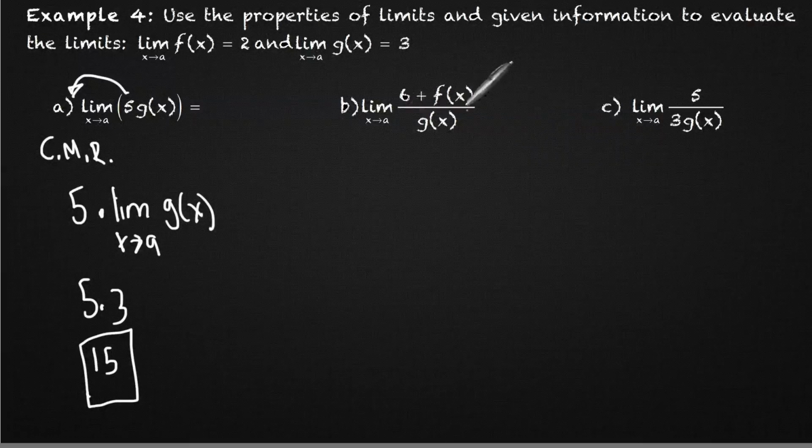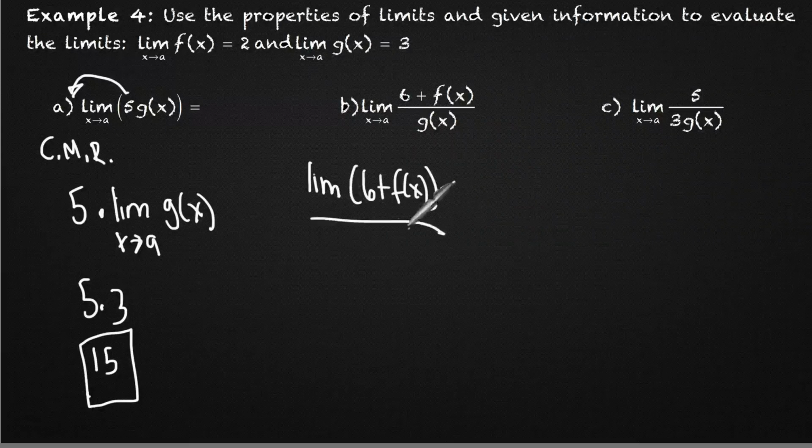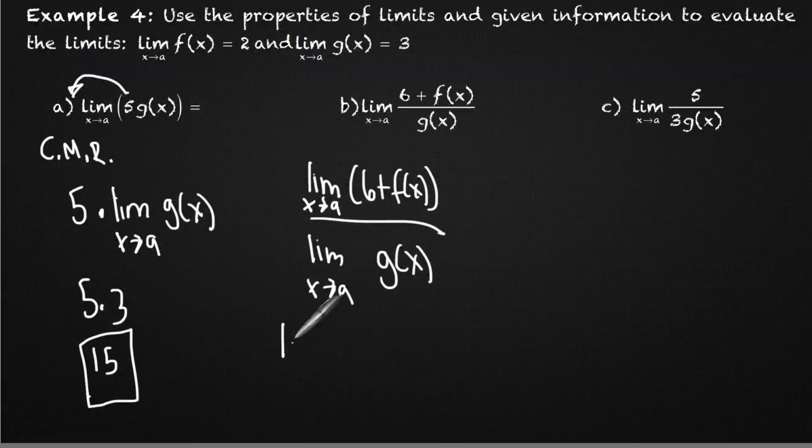First, we see a quotient. We see a division. So we're going to break this up as the limit of the top function divided by, and this is as x approaches a. Oops, let me write that a little bit neater. As x approaches a. And then the limit as x approaches a for the bottom, g of x. Now, we notice that the limit as x approaches a of 6 plus f of x here is a sum of two functions. So we can use the sum rule.